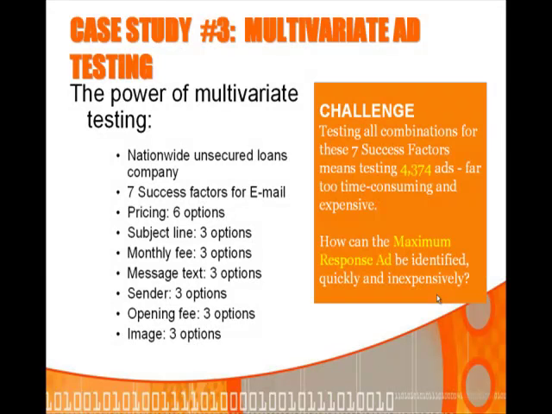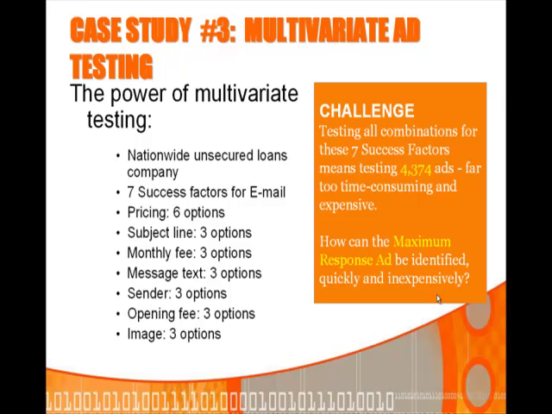In this case, a loans company wanted to test several variables of 7 different elements identified as success factors that could dramatically affect their response rates. Were this company to choose A/B split testing, it would be impossible to create any meaningful test that could quickly and accurately identify which combination of factor options would pull the best results. We can easily see this when we realize that we have to test 4,374 ads to test all possible combinations.